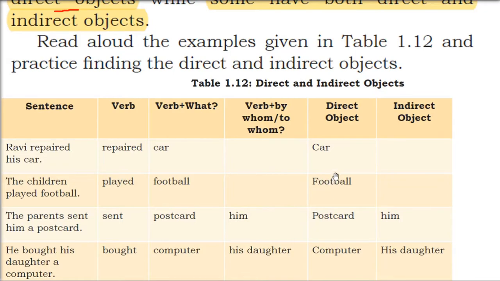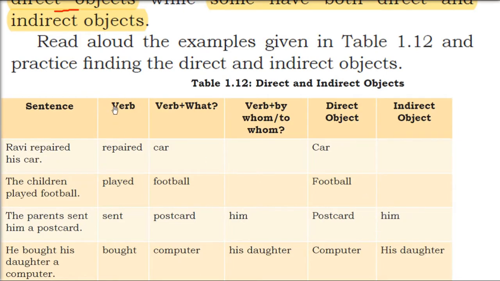Now I'll take an example of an indirect object. Now listen carefully. The parents sent him a postcard. Now sent is a verb. What they sent is a postcard. So postcard is a direct object. Now if we ask with the verb by whom or to whom, the parents sent whom the postcard, to whom? The answer is him.